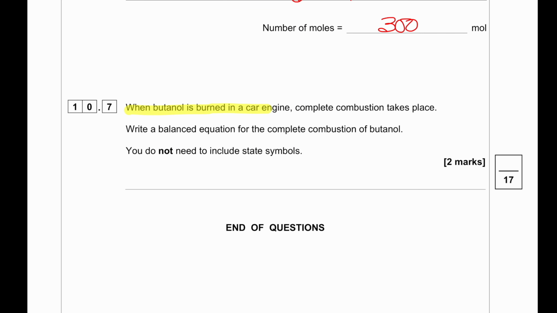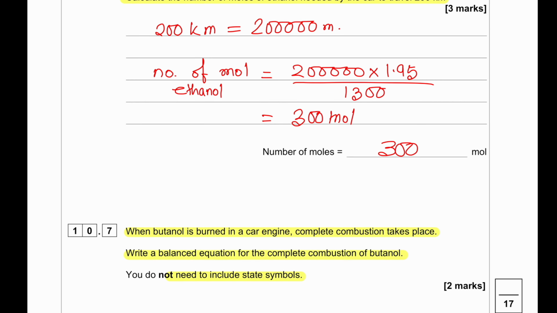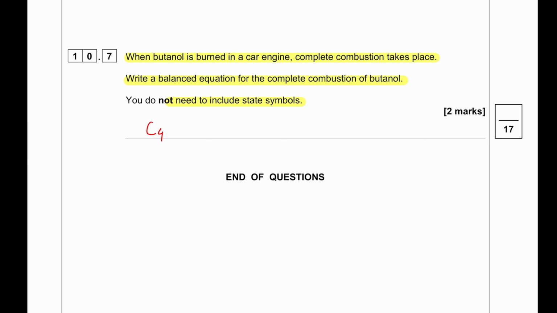When butanol is burnt in a car engine, complete combustion takes place. Write a balanced equation for the combustion of butanol. We do not need to use state symbols. So first of all, butanol has the formula C4H9OH, and we will burn it in the presence of oxygen to produce carbon dioxide and water. Now since there are 4 carbons on the left hand side, we'll produce 4 carbon dioxide, and since there are 9 plus 1, 10 hydrogens, we're going to produce 5 H2O.